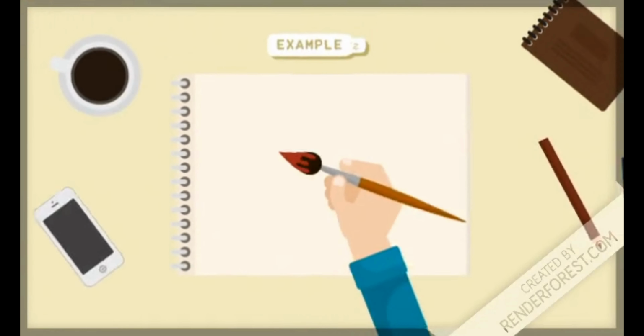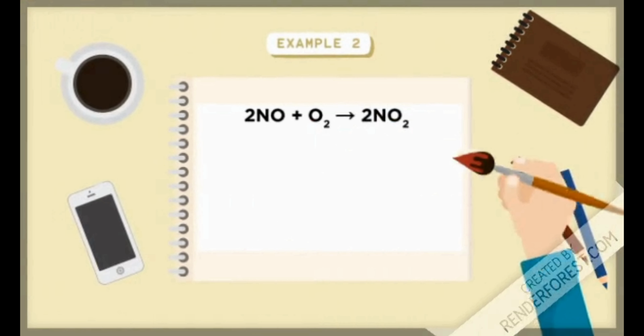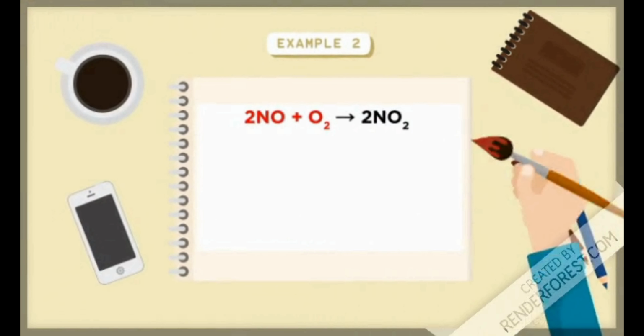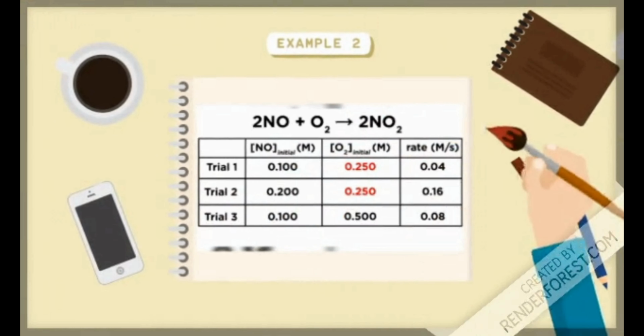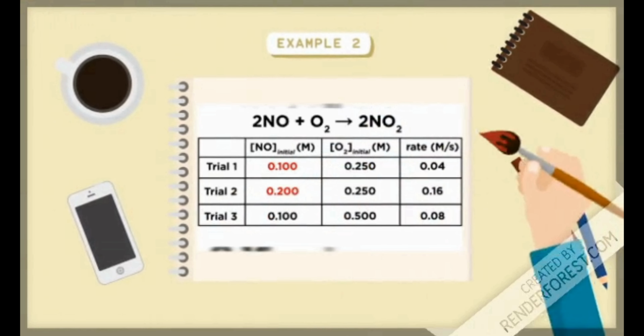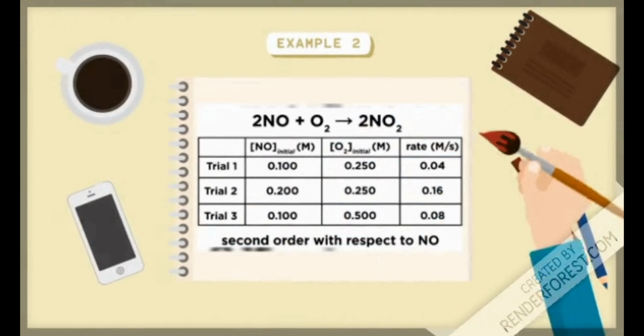So let's look at some sample data and try to decipher the reaction order for each substance. For this reaction, let's perform trials where one substance's concentration stays the same but the other, NO, changes. We can see for the first two trials, O2 concentration stays the same but NO doubles. As a result, the rate quadruples, so the reaction must be second order with respect to NO.